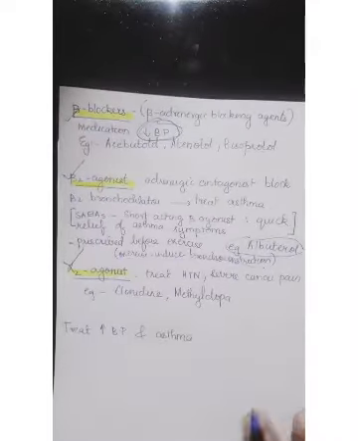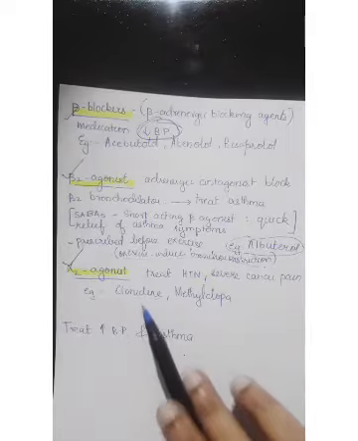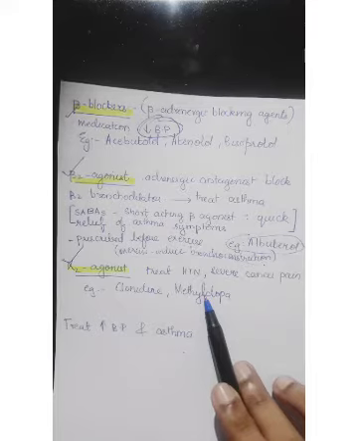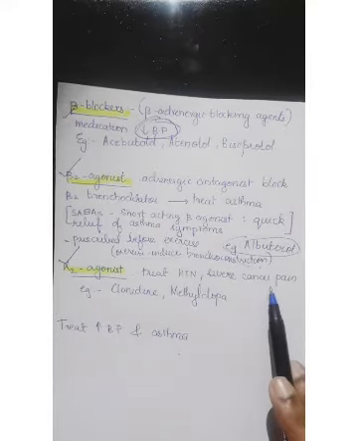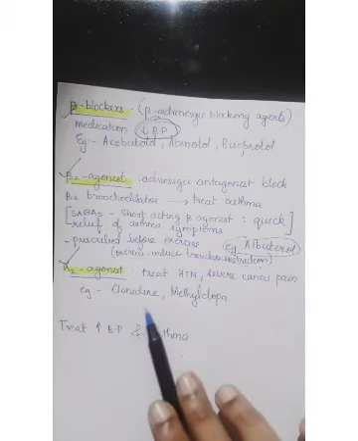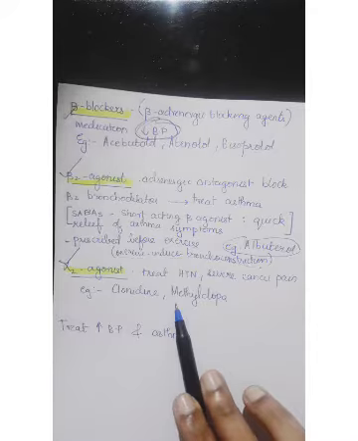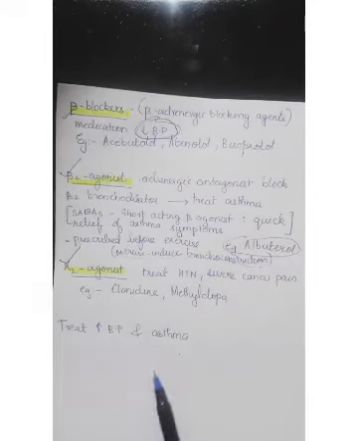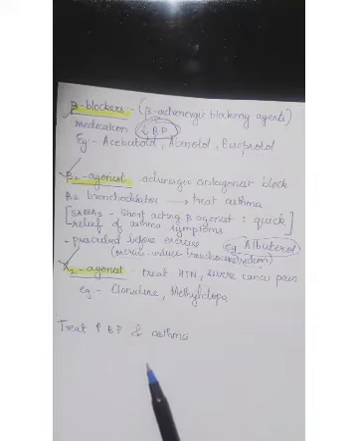Now coming to alpha 2 agonists. Alpha 2 agonists are used to treat hypertension and severe cancer pain, and examples are clonidine and methyldopa. So these three medications are used to treat high blood pressure and asthma.